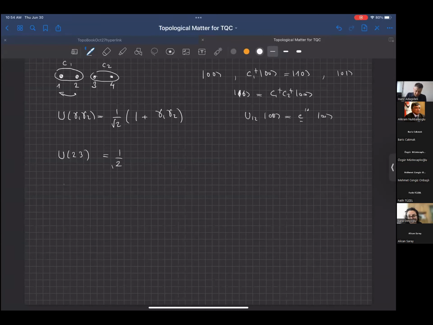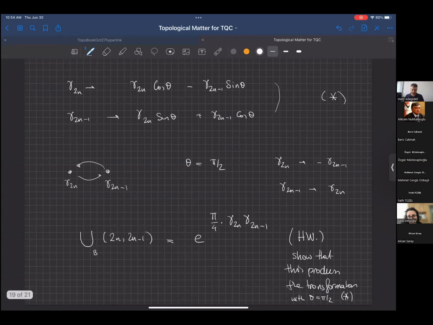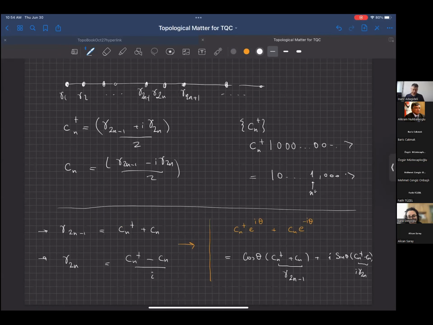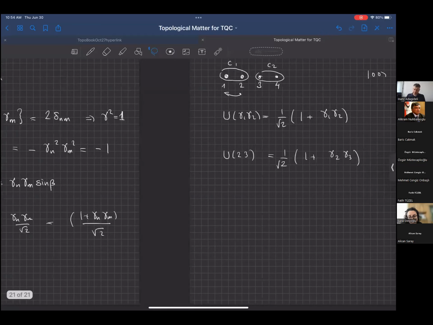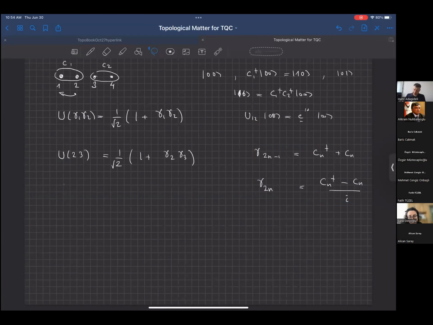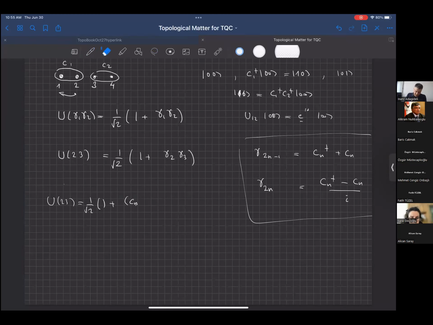This operation is one over square root of two, identity operation times gamma two times gamma three. Now, how do I write gamma two and gamma three? Remember my definition, I want to write it in terms of the fermion operators in this form. Let me just copy that and paste it here. Let me put it in a box that I'm going to use. So my U23 operator is one over square root of two, one plus gamma two, where gamma two, for n equal to one, would be C1 dagger minus C1 divided by i.